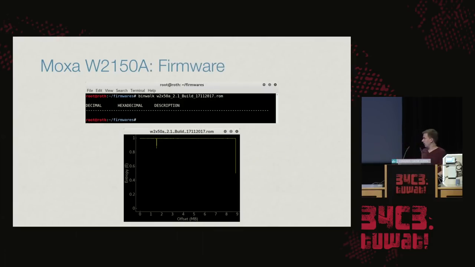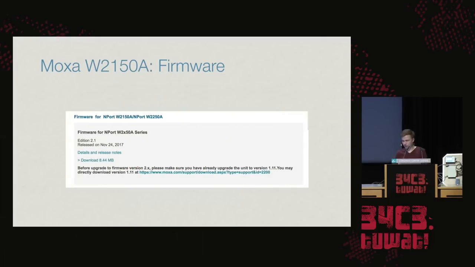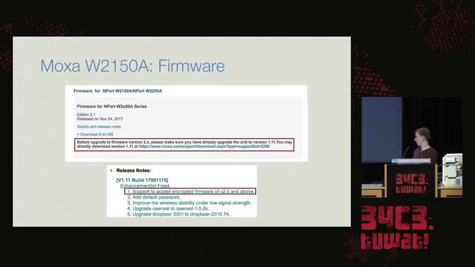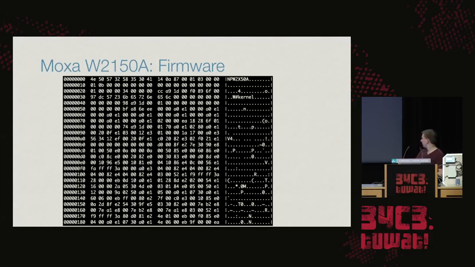So I downloaded the firmware, and I looked at the entropy of the firmware, and I immediately saw that the entropy is very high, which means it's either very compressed or encrypted. Unfortunately, using a tool called Binwalk, which is really useful for looking into firmwares, I saw that there's no compression detected, and so it was very likely that this firmware image is encrypted. But I noticed on the web page that before you upgrade to version 2.0 or 2.1 of the firmware, you must upgrade to firmware version 1.11. And I thought, that's interesting. Let's look at the release notes for version 1.11. And it turns out that 1.11 adds support for the encrypted firmware. So I downloaded the 1.11 firmware, and sure enough, it's unencrypted.